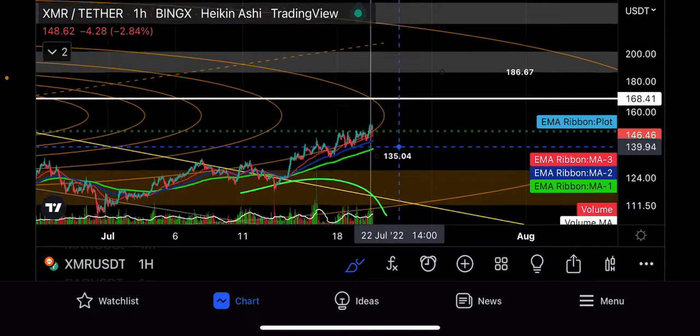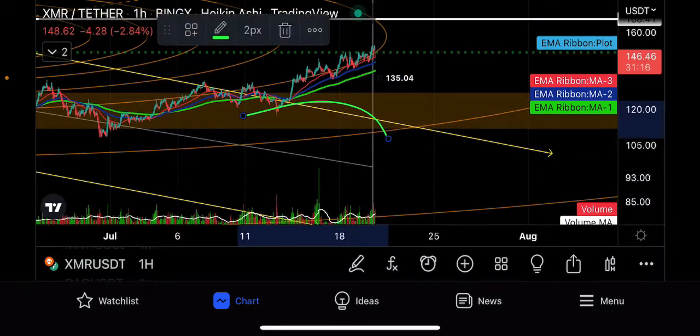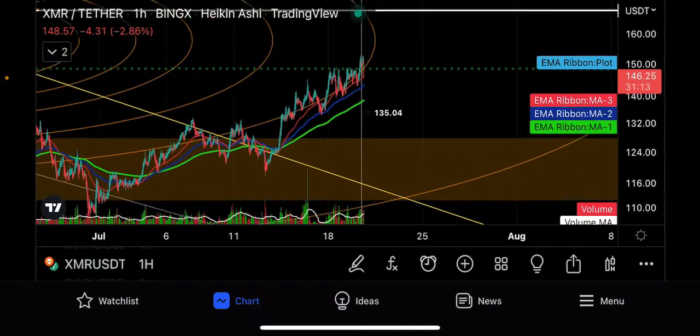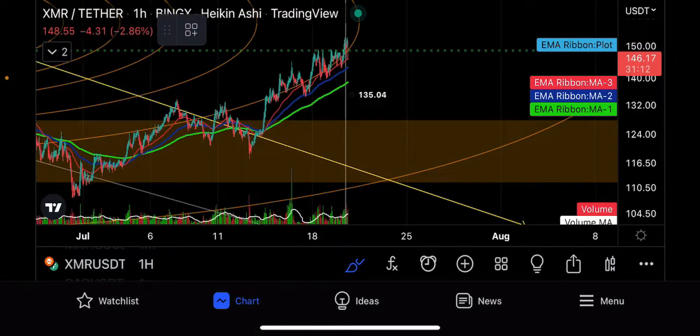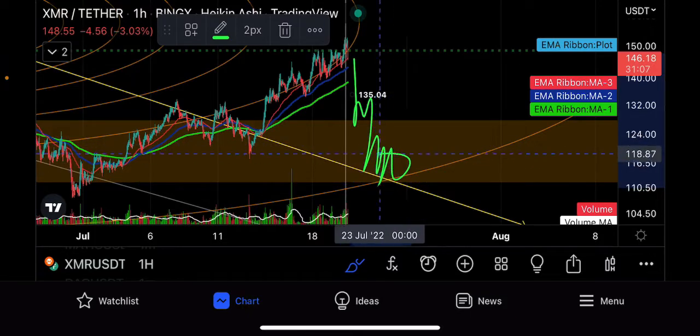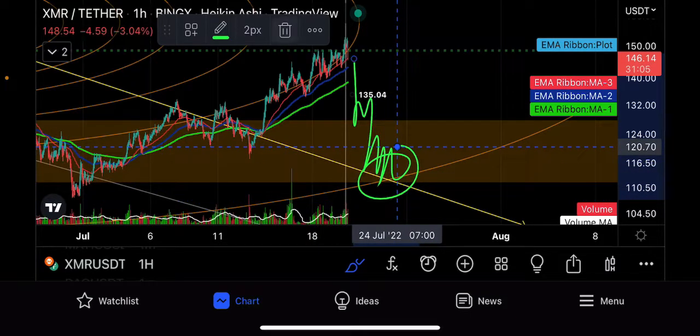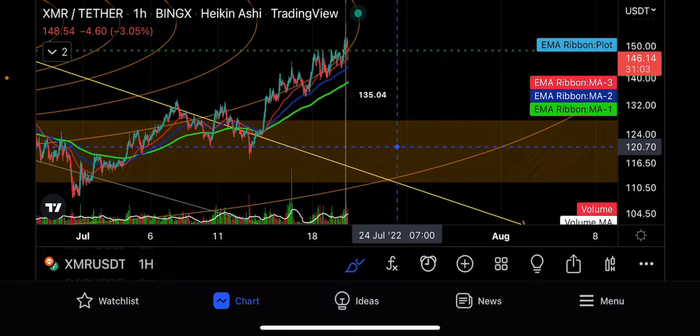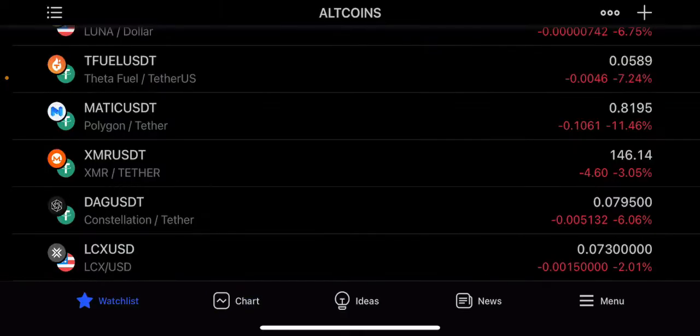If you fail to hold there, you would trade back down to this old breakout point, either the top part of the orange support zone, or more than likely this orange fib circle underneath and this yellow descending line on the falling channel, which is down there at about $110. So that's what we're watching out for in XMR.